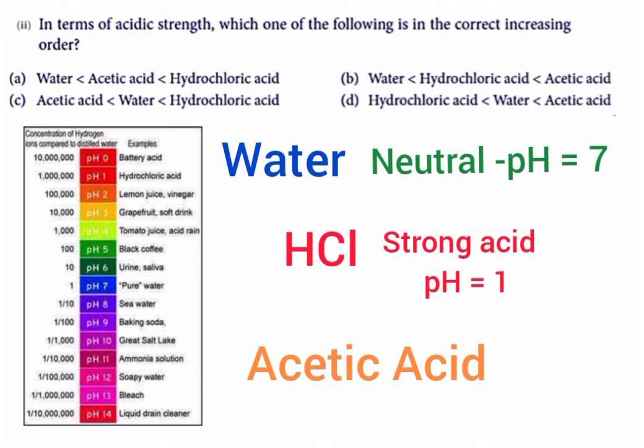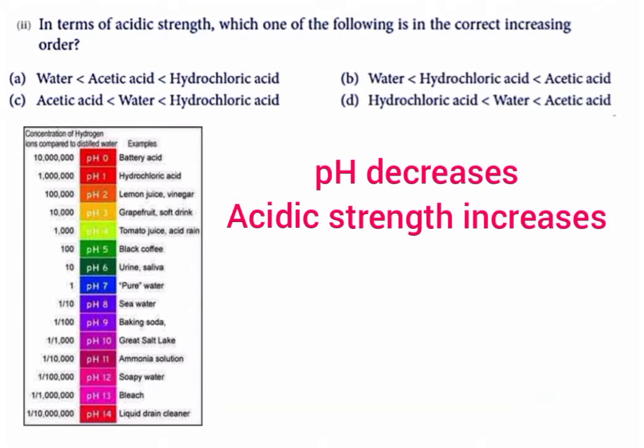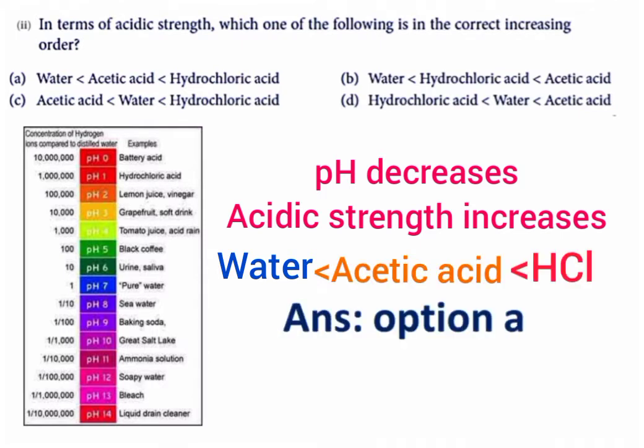And acetic acid, as we know, is a weaker acid, so its pH range is from 3 to 4. So from the concept of pH, we can understand that when the pH value decreases from 7 to 0, the acidity is increasing. So in the increasing order, the first solution that should come is water, which is very less acidic. Since it's neutral, we can say very less acidic. Then comes acetic acid, which is a weaker acid. Then comes hydrochloric acid. So your option is Option A.